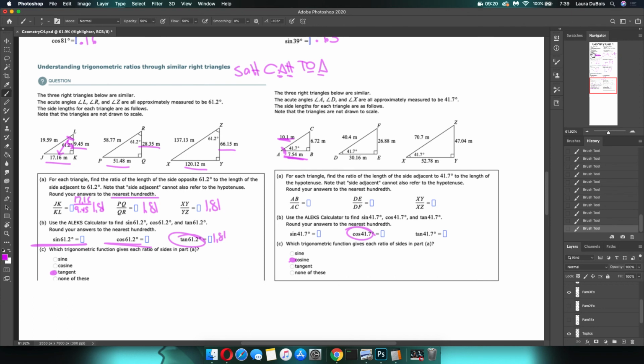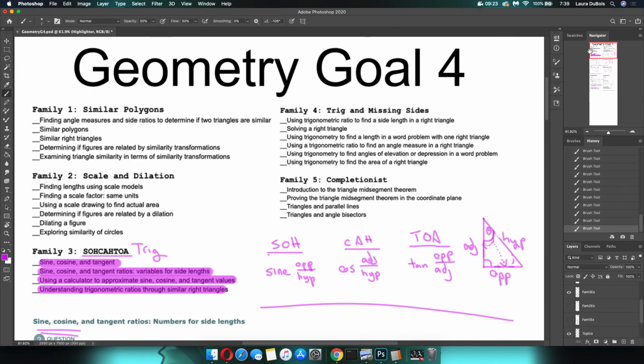So that is the basics of SOH-CAH-TOA, and now that we're comfortable with using all of your basic trig functions, now we get to use them in actual math problems. It'll be a thing of beauty.